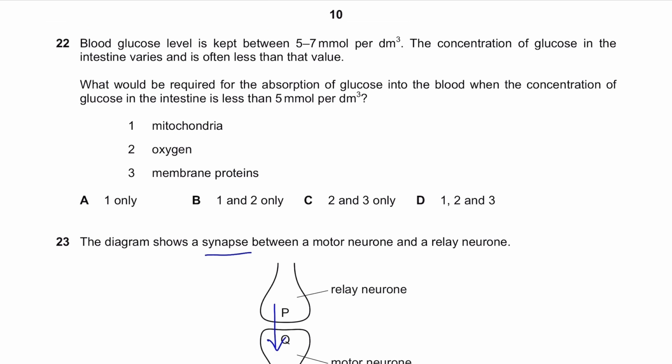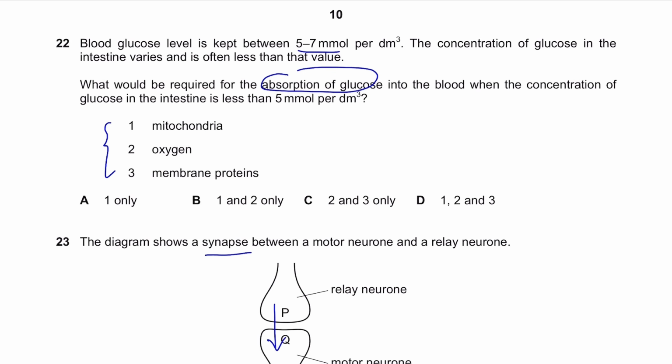Question 22. Blood glucose level is kept between 5 to 7 millimole per dm cube. The concentration of glucose in the intestine varies and is often less than that value. What would be required for the absorption of glucose into the blood when the concentration of glucose in the intestine is less than 5 millimole per dm cube? In order to make your blood absorb glucose, we have three options.